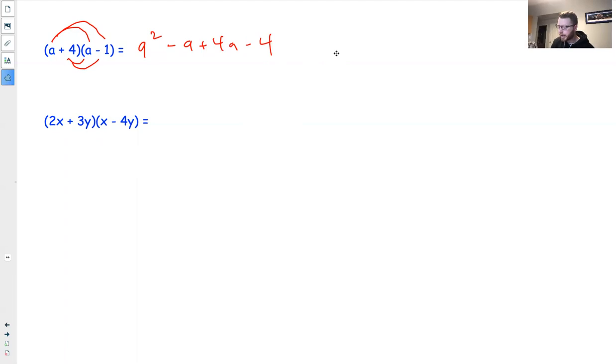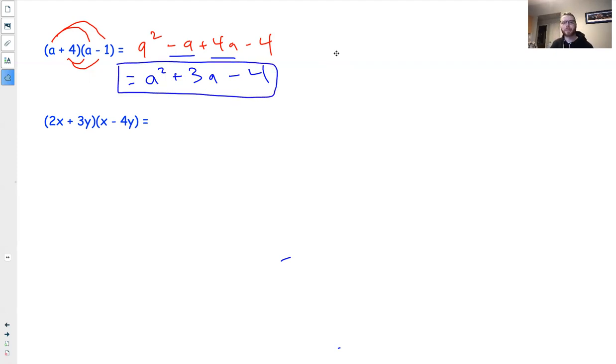Now, to combine like terms, the exponents must be the same on our variables, okay? So for a squared, it is the only a squared term, so we're going to leave that one alone. For a to the 1, we have a -a and a positive 4a, so that will give us positive 3a, and we only have one constant, which is our 4 there. Okay, so that is our fully simplified answer.